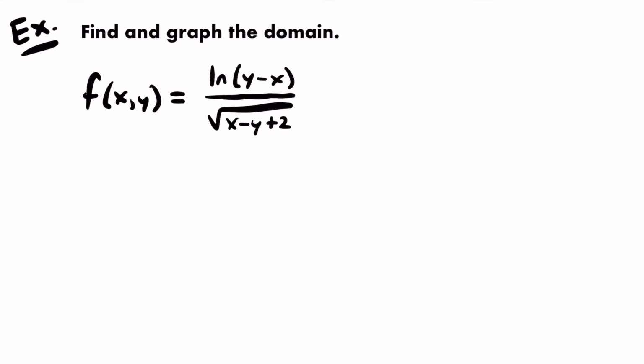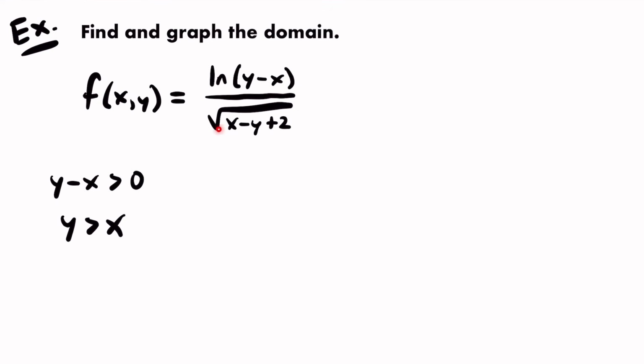y minus x has to be greater than 0, okay? Because the natural log of 0 is undefined, as well as for any negative numbers. So we're going to have y minus x is greater than 0, and so if you add x to both sides, you'll have y is greater than x. That is one condition, or one restriction, that we must have for this multivariable function. y must be bigger than x.